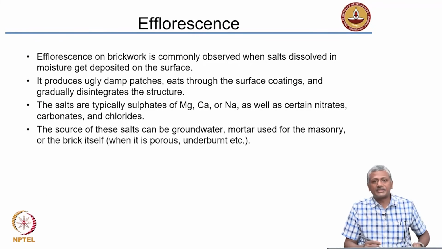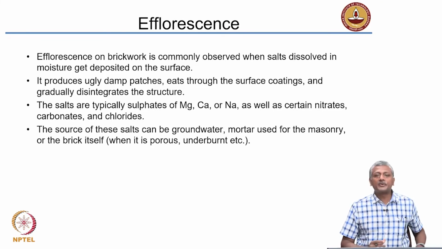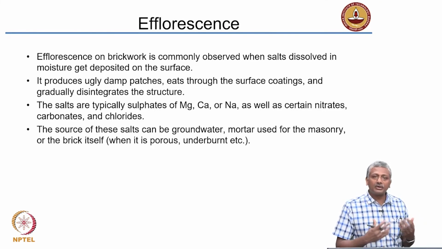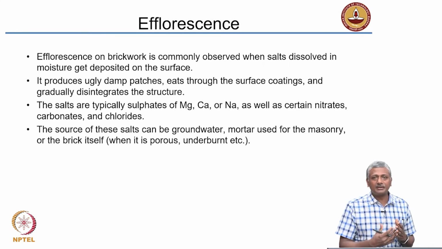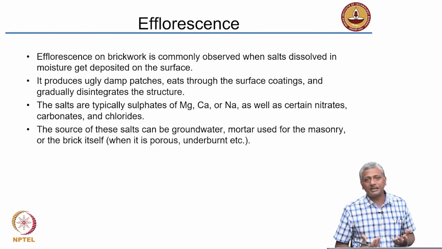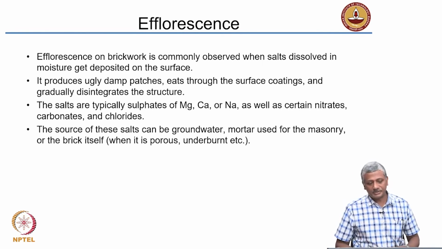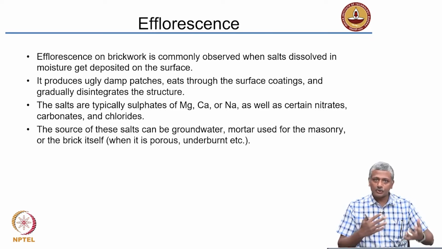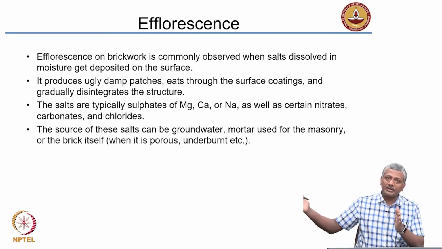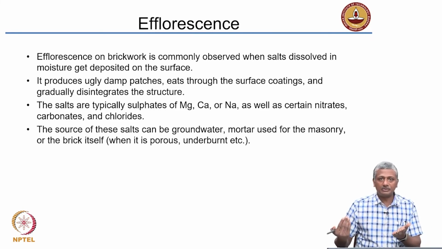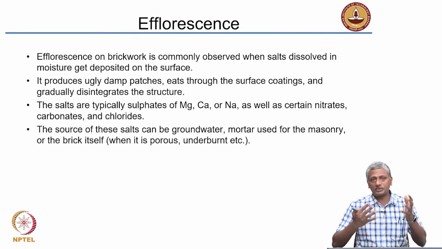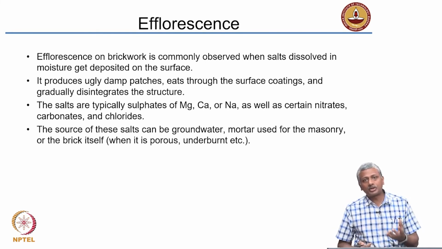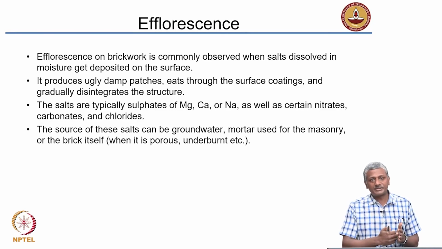Now, what is efflorescence? As I said, this happens because there are salts present in the water or in the brick that come up to the surface of the brick, dry out and give an aesthetically poor quality to the surface. Okay. So, efflorescence is commonly observed when salts which are dissolved in the moisture, either the water that was used to mold the brick or the water that is coming from outside, carried by rains or by absorption through the ground and so on, that water may have salts in it. Okay. And these salts may come up to the surface.